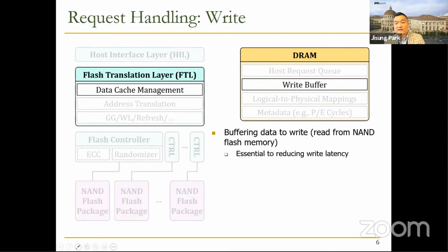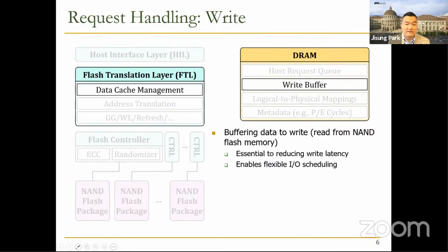So it is common practice to use a write buffer if internal DRAM is available, which allows the SSD to return a host write immediately after just buffering the requested data into the write buffer. The DRAM cache also enables a more flexible I/O scheduling.